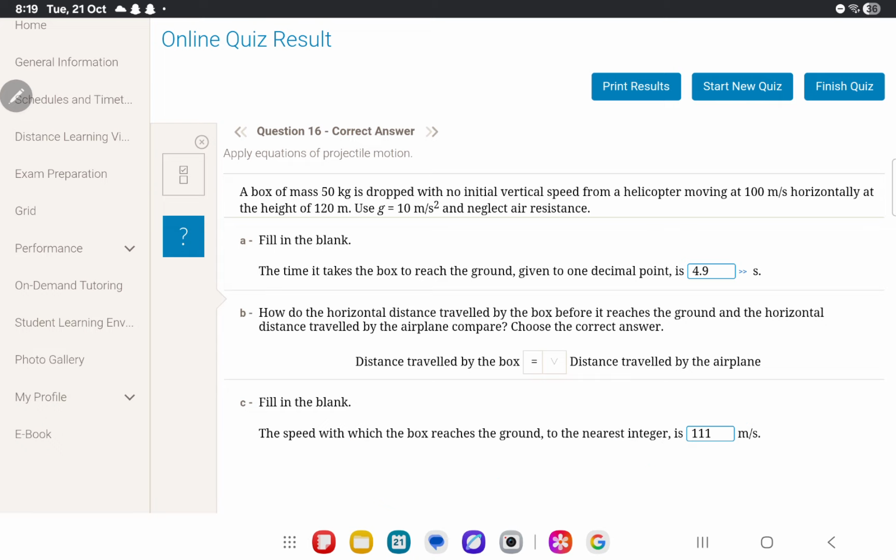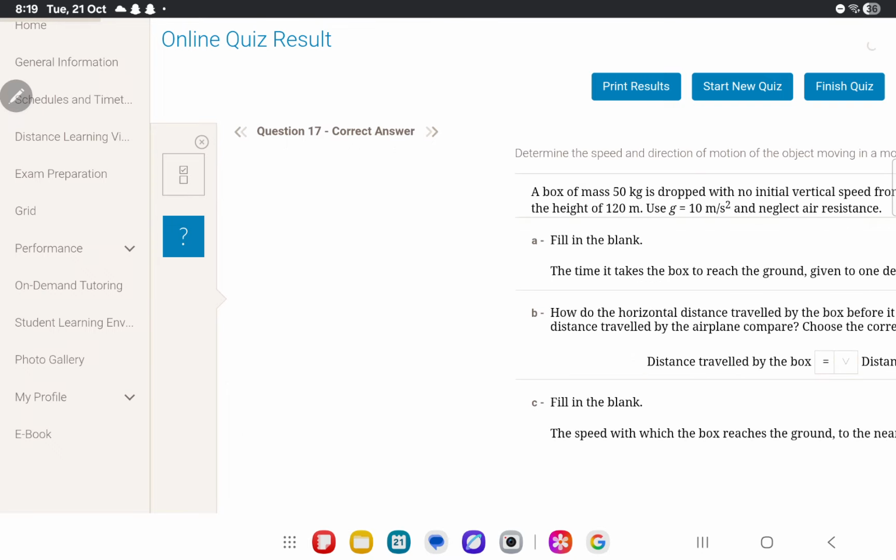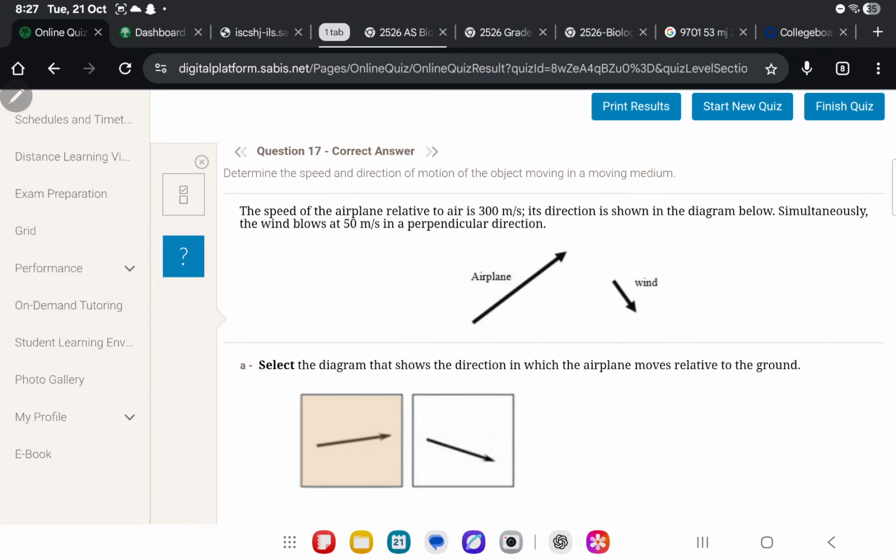Done. Okay, question 17. For questions 17 and 18, they're both relative motion and they're very, very easy. Here, select the diagram that shows the direction in which the plane is moving relative to the ground. You can see that the wind is going like this and the plane is going like this. And we said before that, for example, the water will always push the man's boat. So he was moving like this, and it will slowly move like this every second, right?